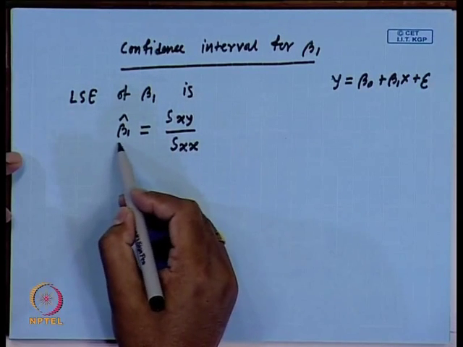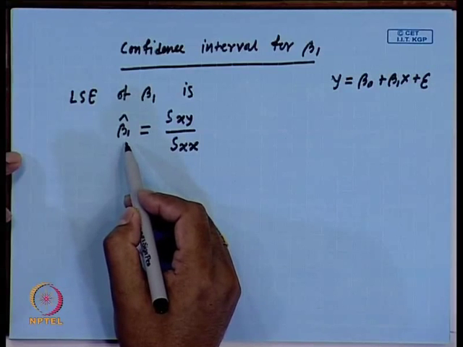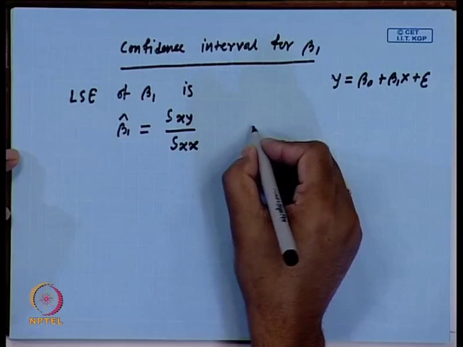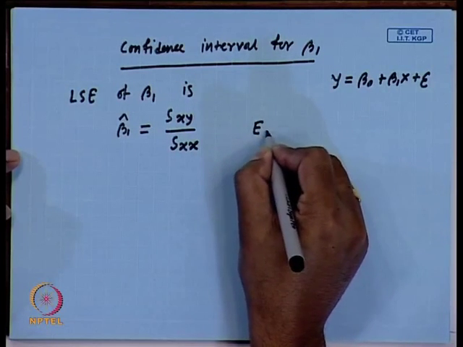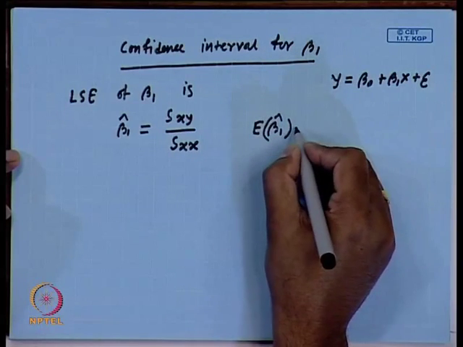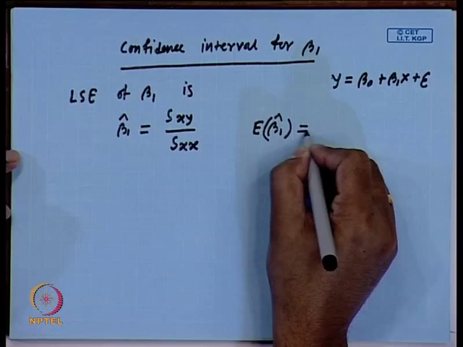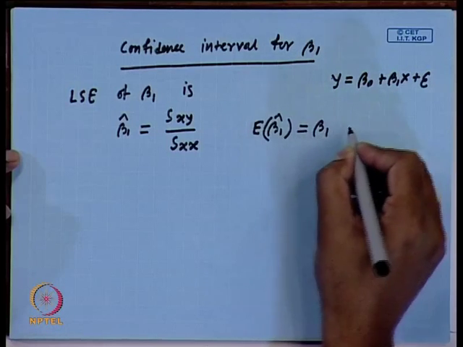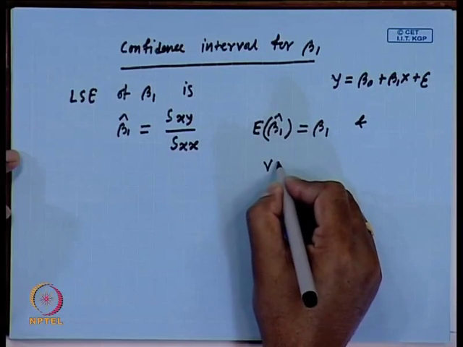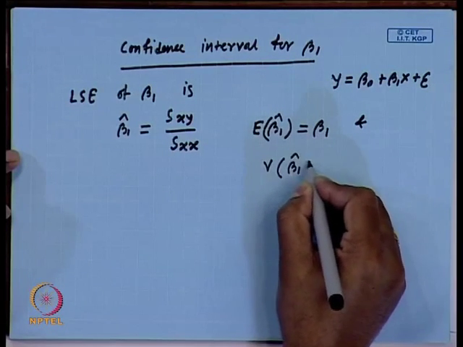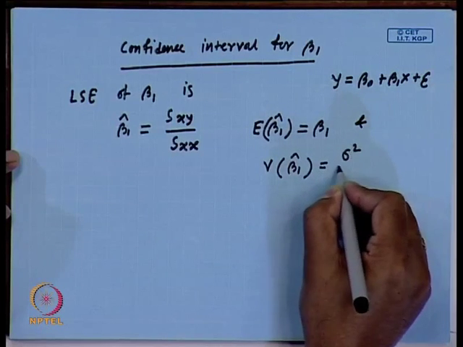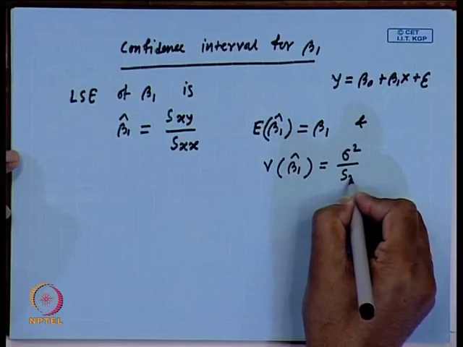Here beta 1 hat is equal to S x y by S x x. We need to find the sampling distribution of beta 1 hat. We know that beta 1 hat is an unbiased estimator of beta 1, that means the expectation of beta 1 hat is equal to beta 1, and also we know that the variance of beta 1 hat is equal to sigma square by S x x.